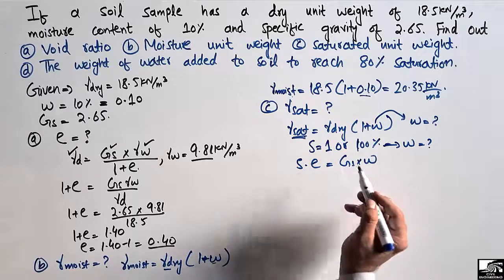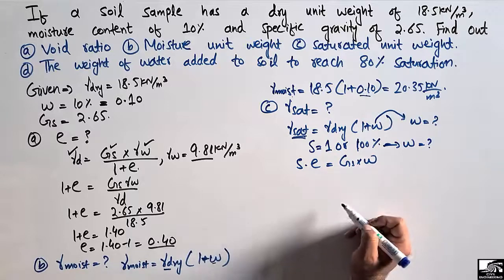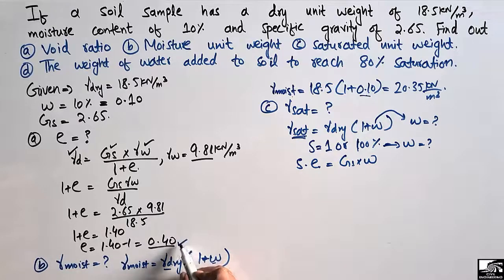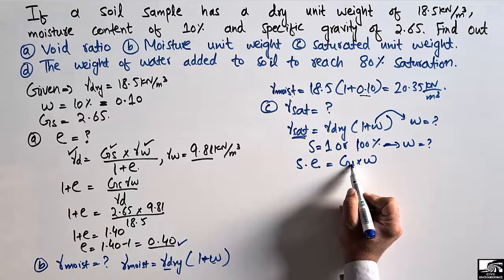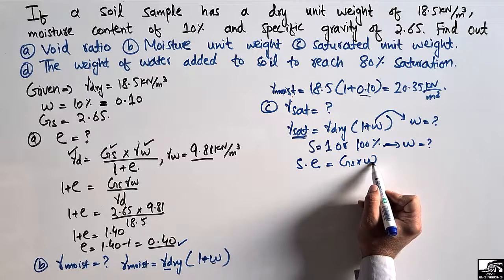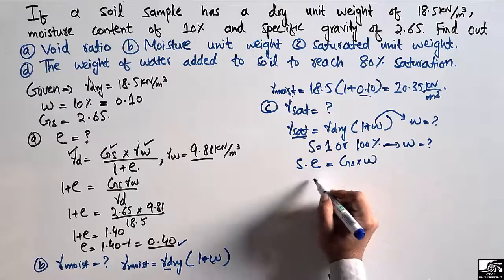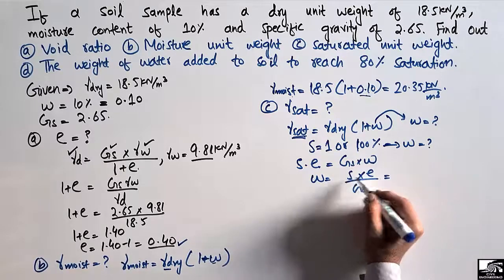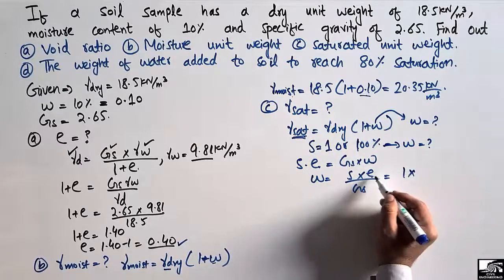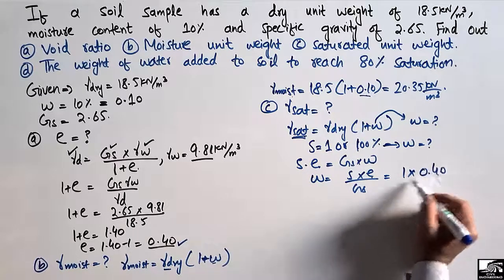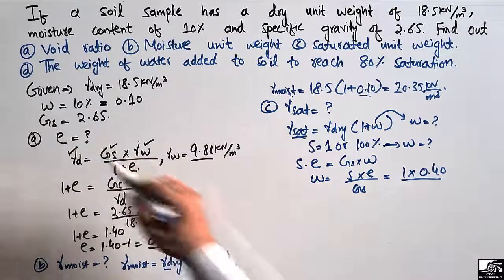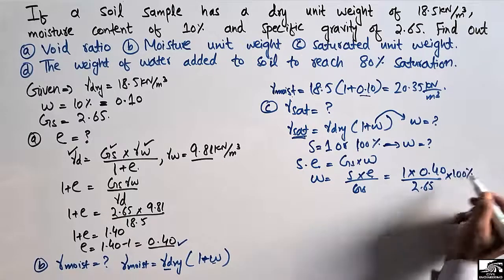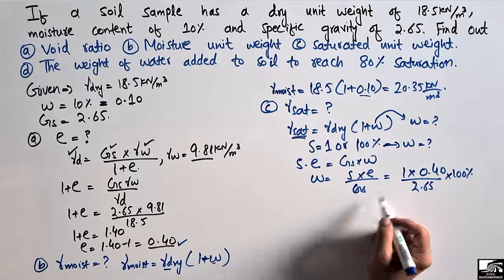So by this equation, we can find out our water content, because degree of saturation is 1, void ratio we know for the soil sample is 0.40, and Gs is known to us for this soil sample. The only unknown is water content, so we will easily find it by this formula. So w will be equal to S times e divided by Gs. S is 1 here, multiplied with e, the void ratio is 0.40, divided by Gs, which is 2.65. Then multiplying it by 100%, because the water content is always expressed in percentage.